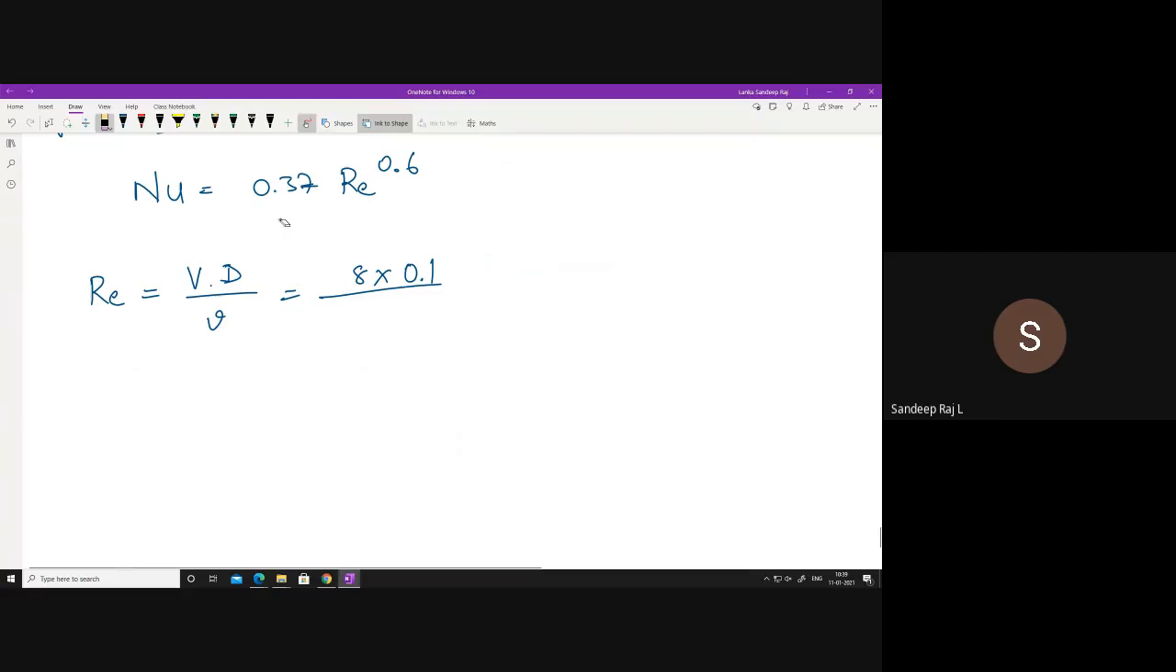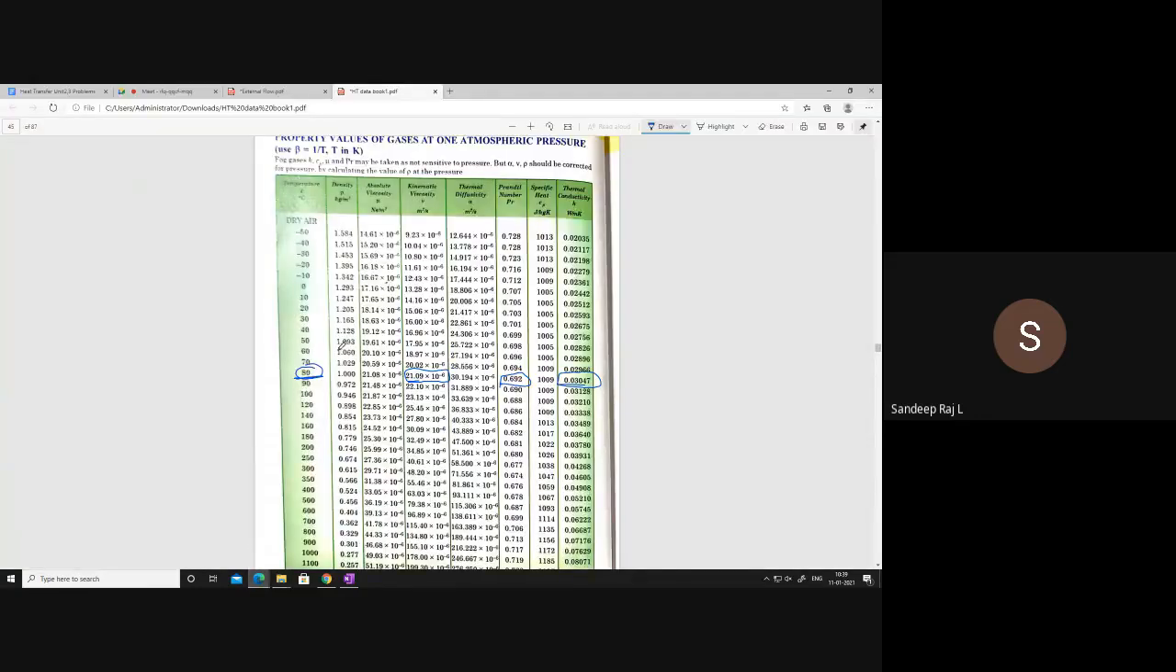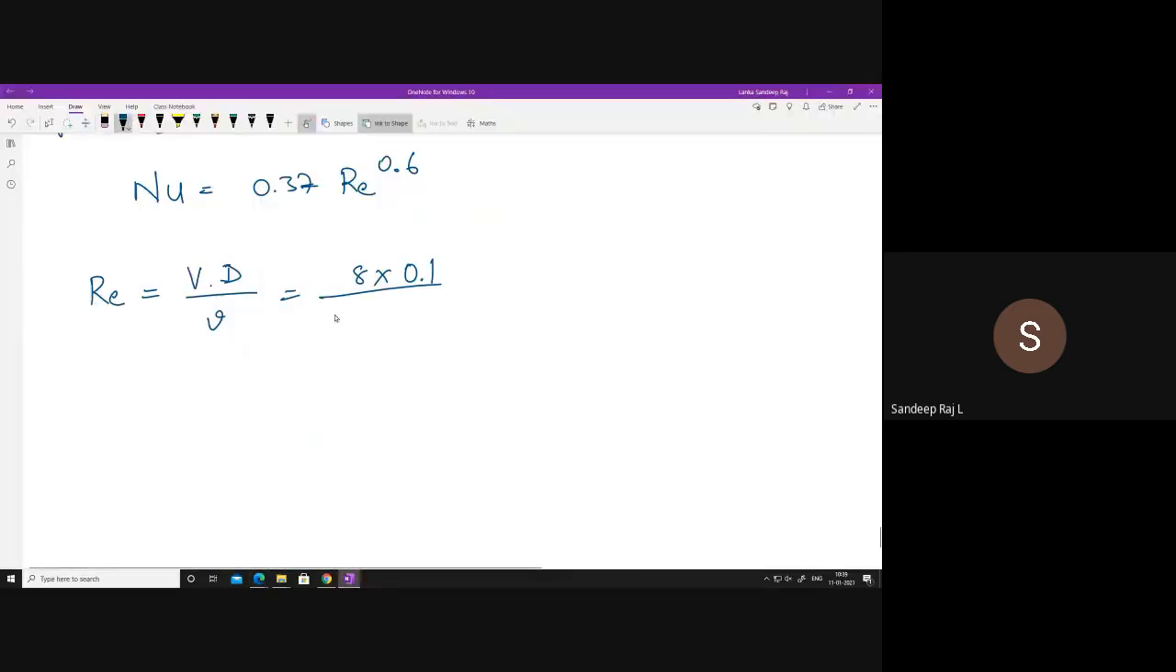Yeah, that's fine. So let's move to the nu value, that is the kinematic viscosity at 40 degrees centigrade, that is the T film. It is 16.96 into 10 to the power of minus 6. Now tell me what is the Reynolds number value? 47169.811. That is the Reynolds number value.